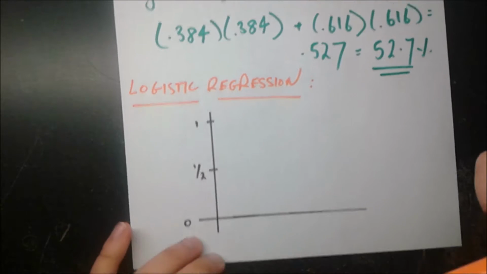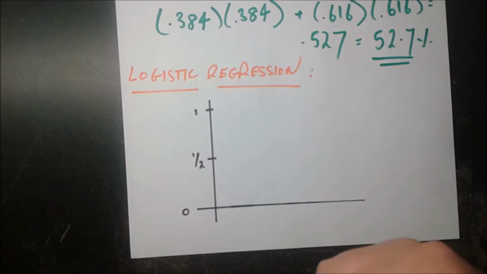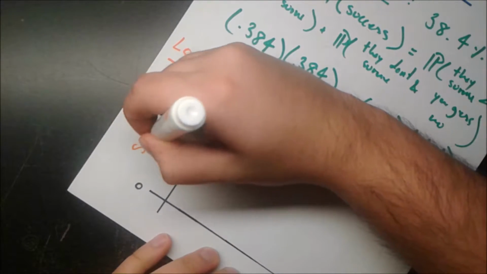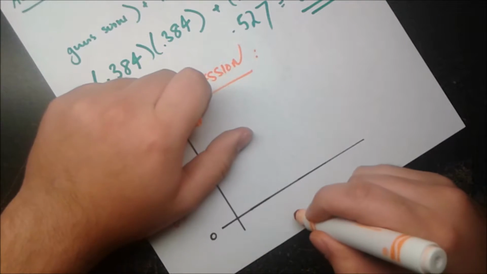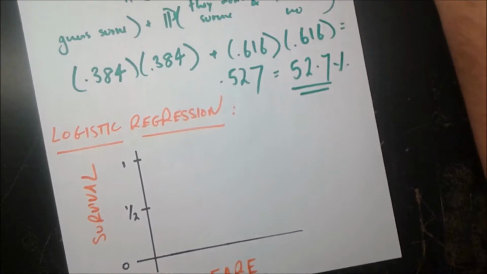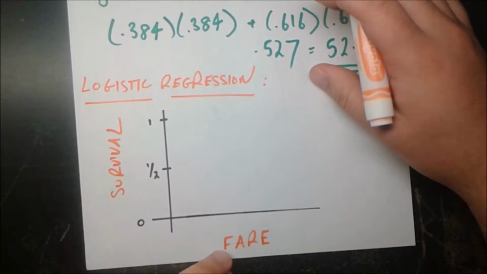But the point is this. So we're trying to predict what? We're trying to predict survival, right? So we're going to label this graph's y-axis exactly as that, survival. And the x-axis, we're going to say it's fare, how much you paid to be on the Titanic. So this is a very simple model. We're trying to predict survival based on how much you paid.